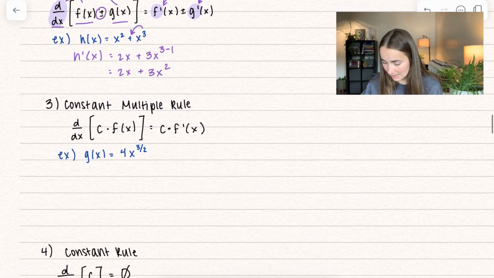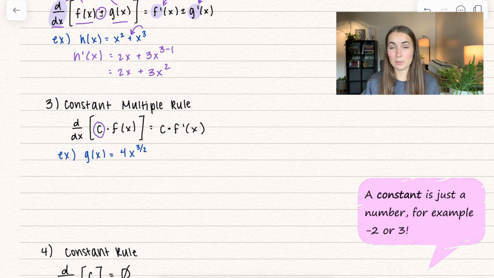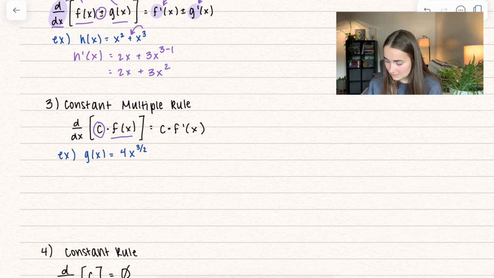Let's move on to our next rule. So we have the constant multiple rule. Our c just represents a number, and we have it times some kind of function. When we take the derivative of this, that means actually we can pull this c out. It doesn't make a difference, it's just hanging out there, and we can take the actual derivative of our function. So let's see what this looks like in action.